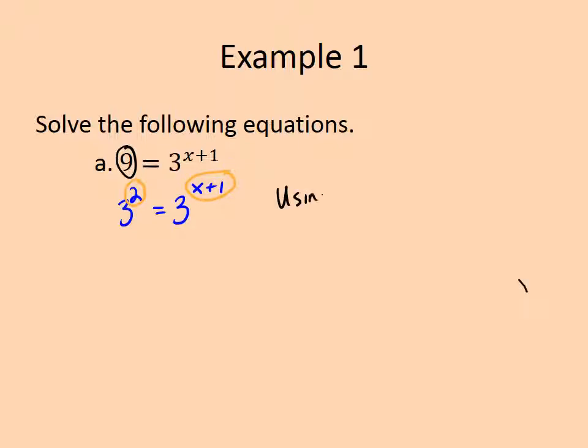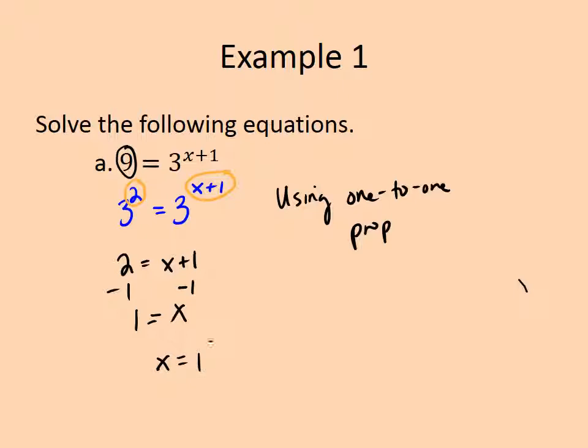Using the one-to-one property, we know that 2 equals x plus 1. Now we just solve for x. x equals 1.